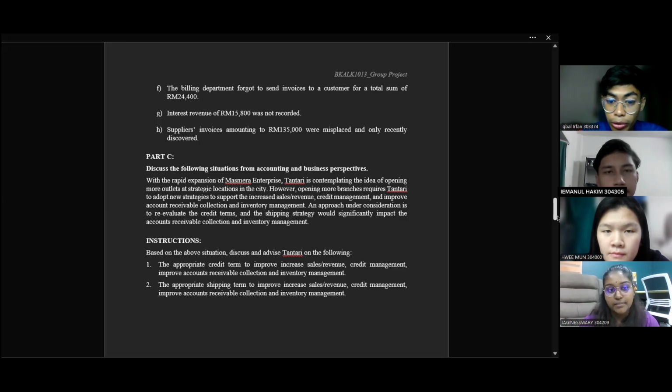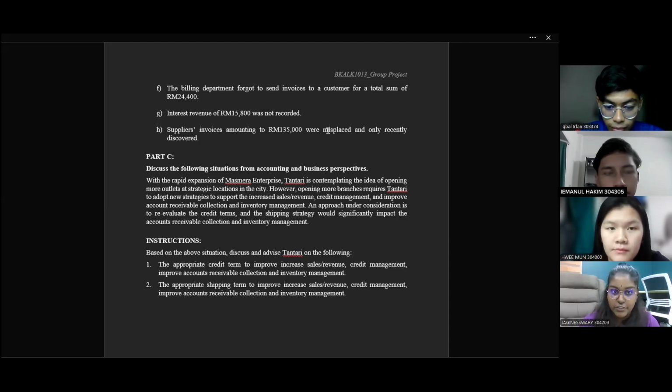I understand your point of view, but can I ask how Tantari will improve sales by doing that? That is a very good question. Offering FOB destination enhances customer loyalty and can increase order volumes, especially for regular customers. Moreover, shipping costs can be incorporated into product prices, ensuring profitability while maintaining a competitive advantage.